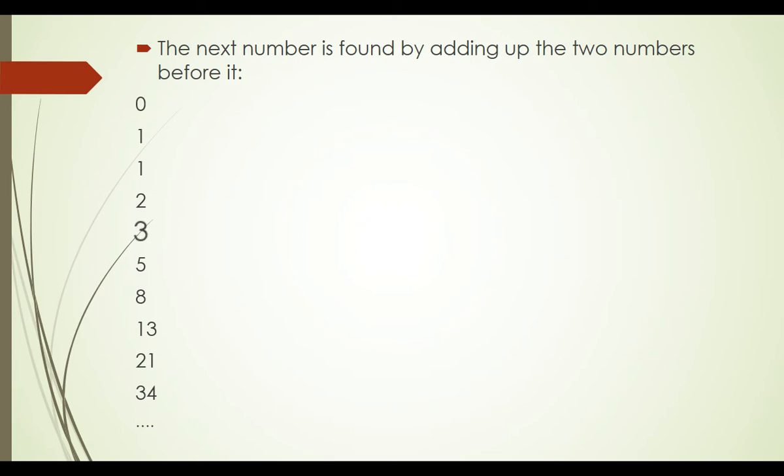We got 3 because we added the two numbers before it, the 2 and 1. We got 5 because we added the two numbers before it, the 3 and 2. We got 8 because we added the two numbers before it, the 5 and 3. And we got 13 because we added 5 and 8.